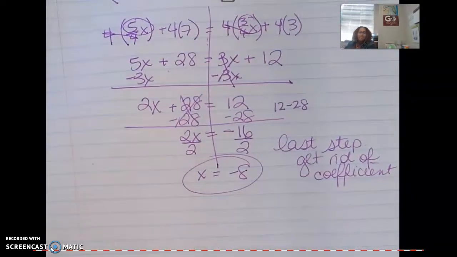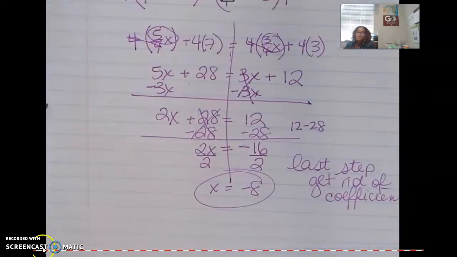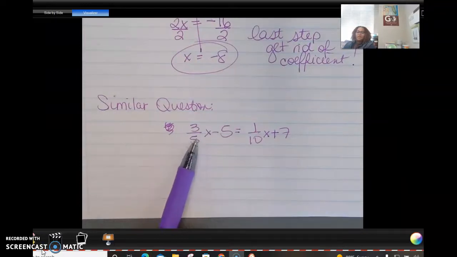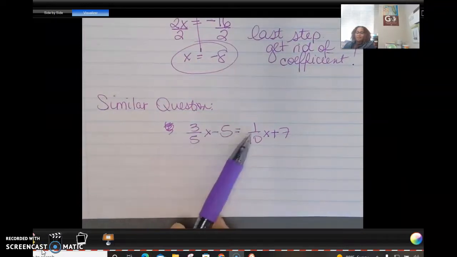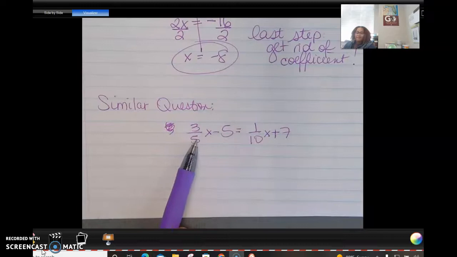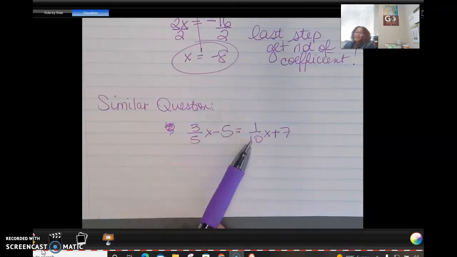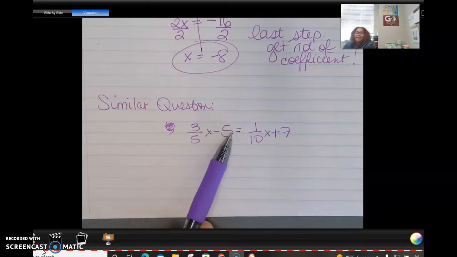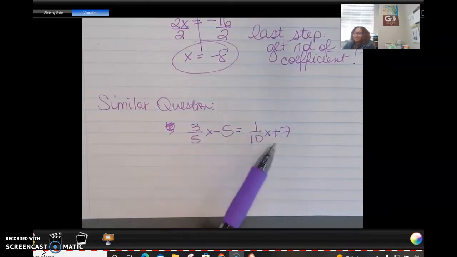Okay? Now I'm going to show you a similar question like that that's been on the STAAR. All right, pardon my little hiccup here. So this is one that's similar that doesn't have a common denominator. Okay, but I have 5 and 10, and I know that 10 is a multiple of 5, so my common denominator here would be 5. I'm sorry, would be 10. Duh, hello, Miss Darling. So I would multiply everything by 10 to get rid of these fractions.